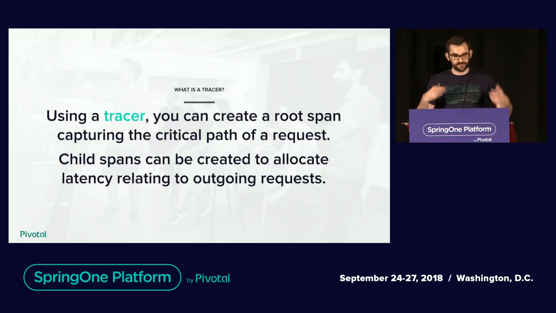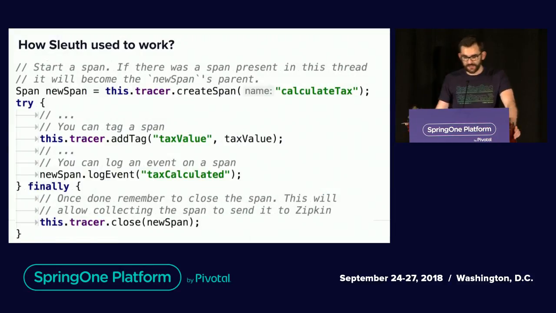So with a tracer, you can create a root span, you can create children of the root span. So it's like a core component as far as distributed tracing is concerned. So this is how Sleuth used to work, right? You should be familiar with that. Who's seen something like this? Okay. You've seen it? Good.